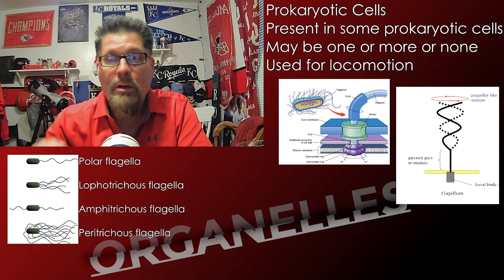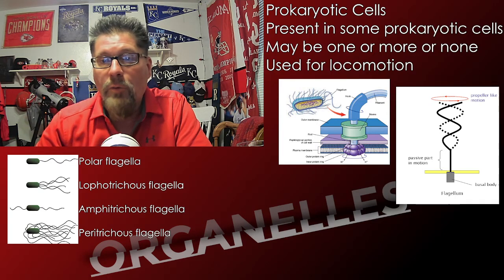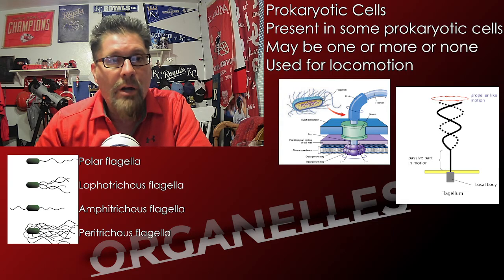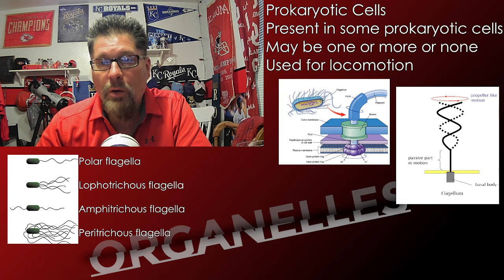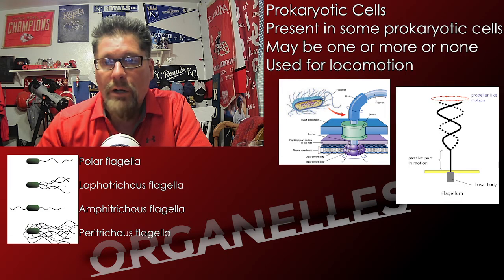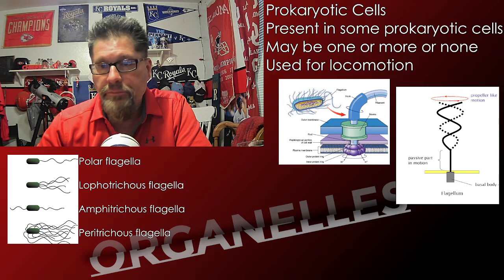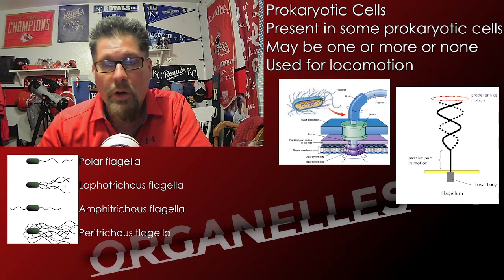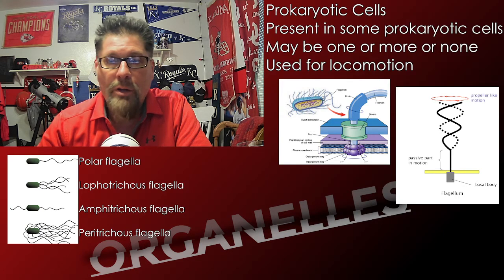The flagella is what they use, and there are 4 types you can see in the picture below me. If you have one flagella on one end, that's called a polar flagella. If you've got multiple flagella on one end, Lophotrichous flagella, Amphitrichous if you have one on each end, and Peritrichous if you have multiples on both ends.